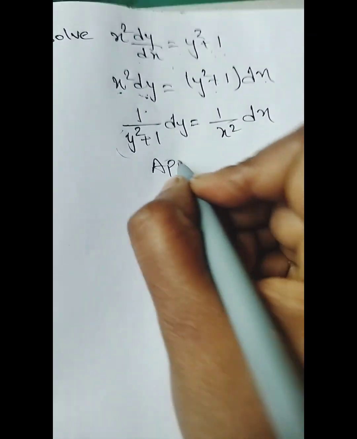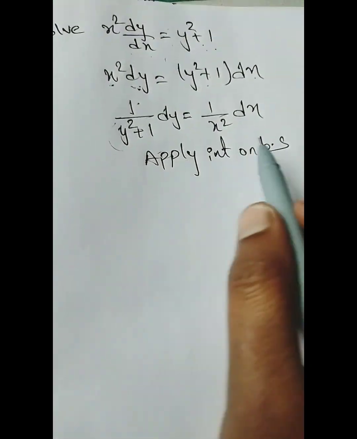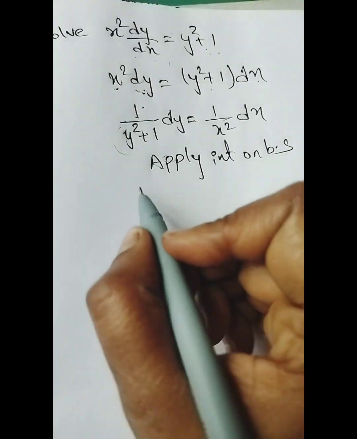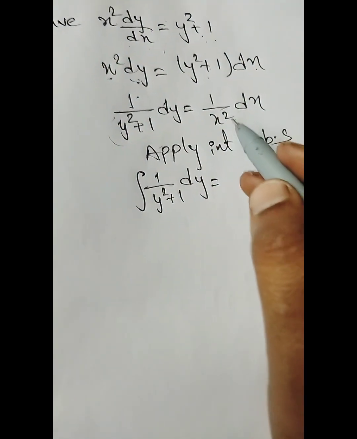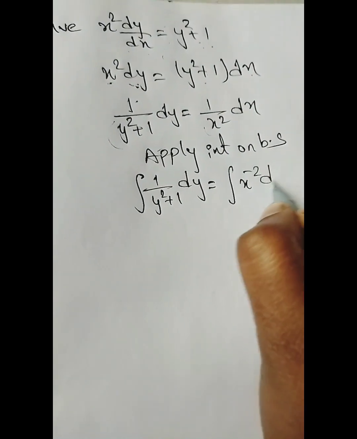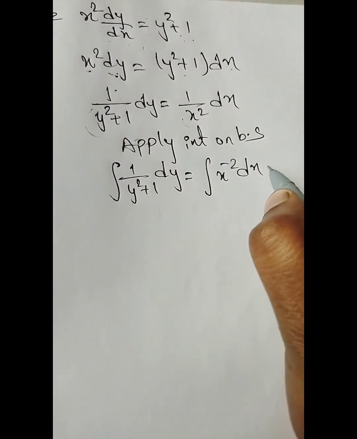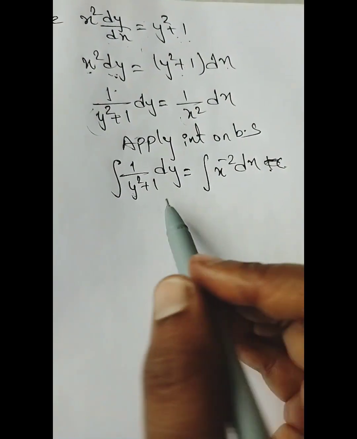Our next step is apply integration on both sides. BS means both sides, int means integration. So I have written in a shortcut, integral 1 by y square plus 1 dy equal to, so can I write 1 by x square as integral x power minus 2 dx? Yes, we can write, plus c. So you can add this c after integration also, your wish.